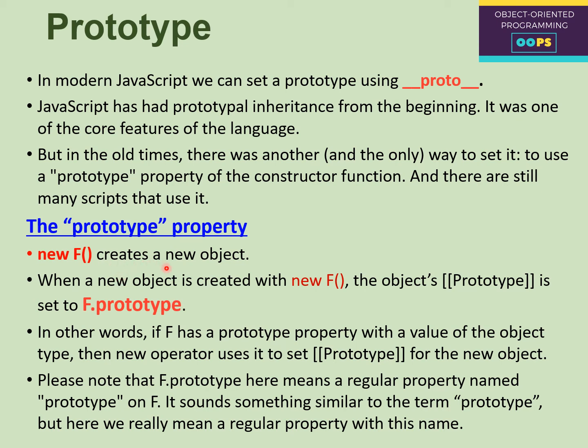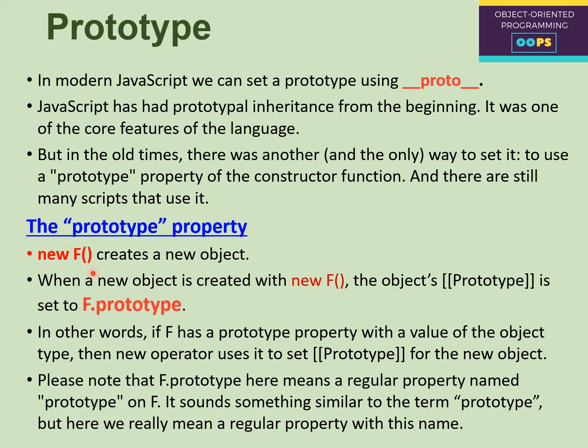The function is used for creating a new object. If you are creating an object like this, new F, we can set the prototype as F.prototype. In other words, if F has a prototype property with a value of the object type, then the new operator uses it to set the prototype for the new object. Please note that F.prototype here means a regular property named prototype on F. It sounds similar to the term prototype, but here we really mean a regular property with this name.